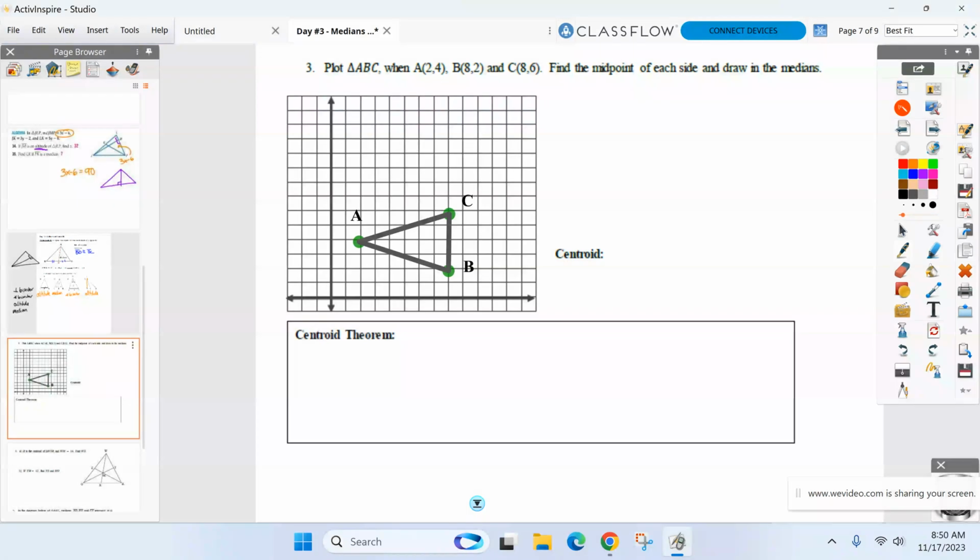Real quick, can we just look at side BC? I don't think you need the midpoint formula for that. I think you could just find the midpoint, count the distance, cut it in half, graph the midpoint, and then draw in the median from A. The other two sides probably need the midpoint formula, but BC, I don't think so. All right, go ahead. Use your midpoint formula, find the midpoint of each side, and then draw the median in with a colored pencil and straight edge from the opposite vertex.